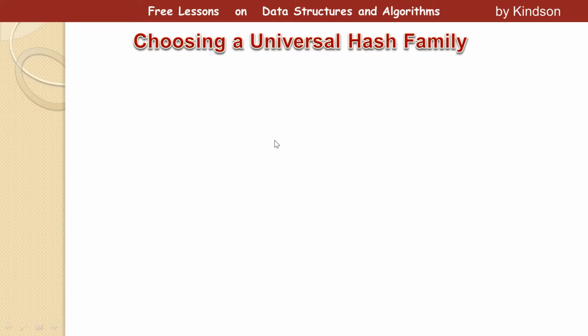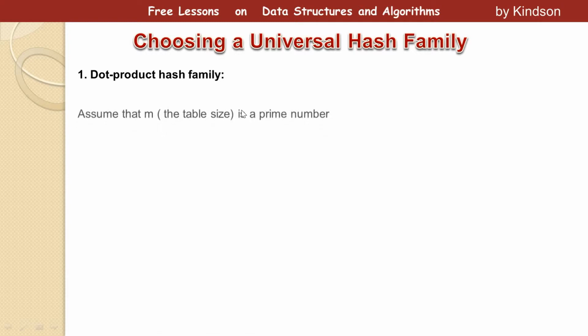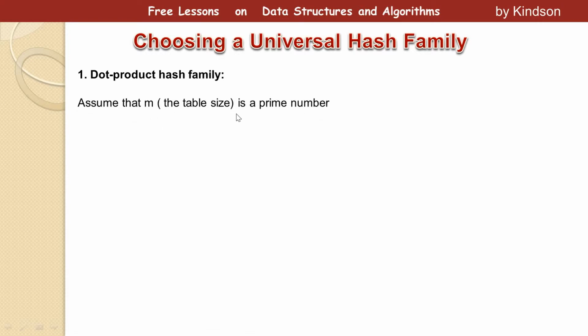So we are going to look at two types of universal hash family. One is a dot product hash family and the other is another hash family. And then we are going to lay the groundwork to prove the theorem of universal hash family, so that I lay it out and allow you to read it up. So the first one is the dot product hash family that goes this way. M is a table size, has to be a prime number.